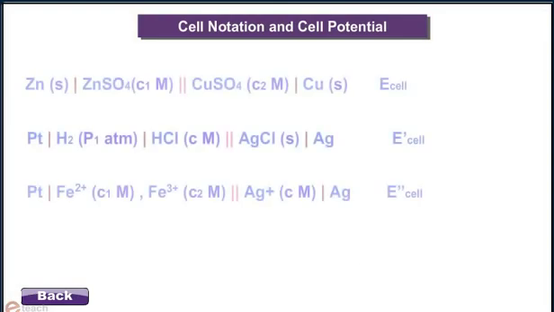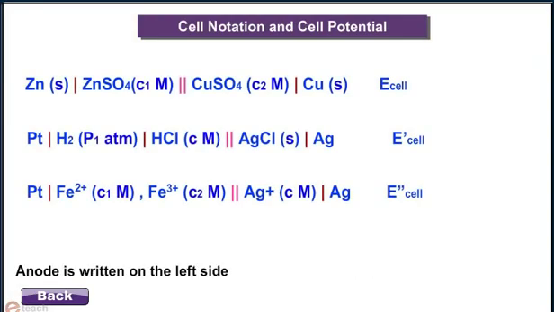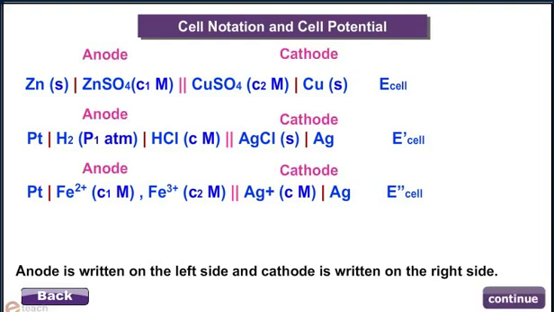Cell notation. Cell notation and cell potential. Anode is written on the left side and cathode is written on the right side. Phase boundaries are indicated by vertical bar or slash. Concentration of the electrolyte in the anode and cathode must be written in parentheses. In case of gas, the partial pressure is to be mentioned in atm.